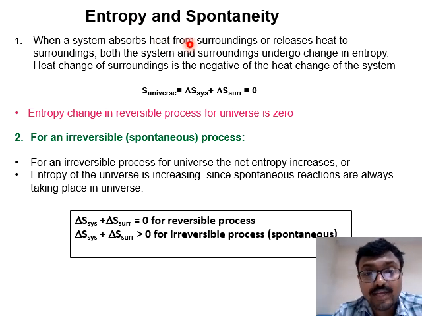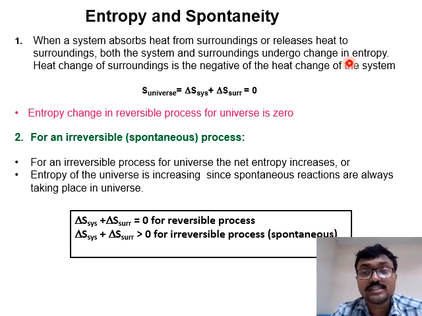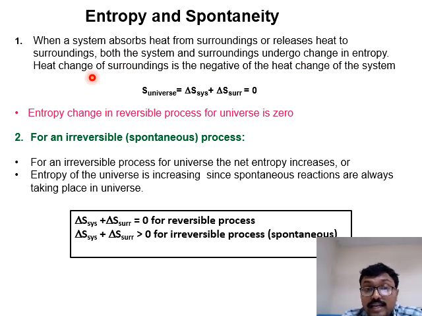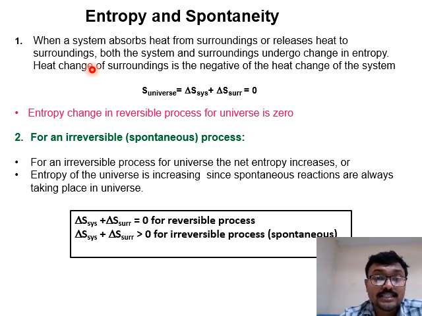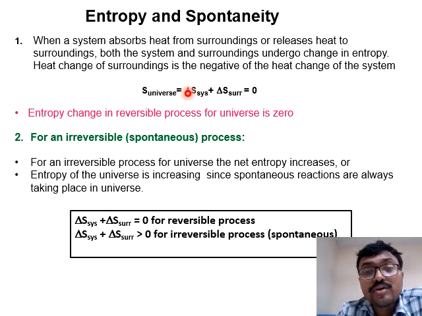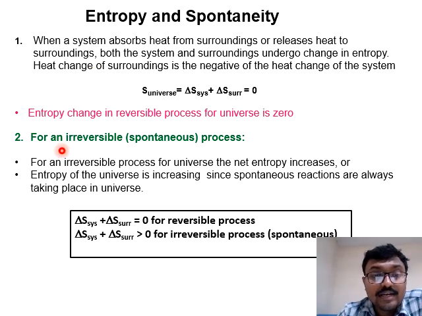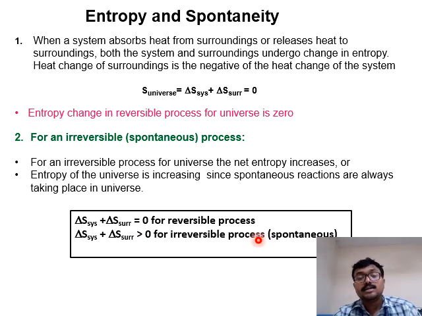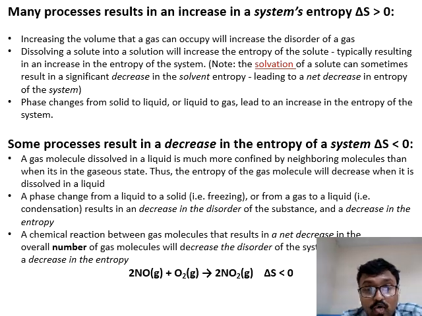When a system absorbs heat from surroundings or releases it to surroundings, both the system and surroundings undergo a change in entropy. Right? When heat is entering the system, the entropy of the system will increase. When it's entering the surroundings, the entropy of the surroundings will increase. For an irreversible process, the entropy of the universe will be positive because a spontaneous process is possible when entropy increases. If entropy change is zero or negative, then the process will not be spontaneous.